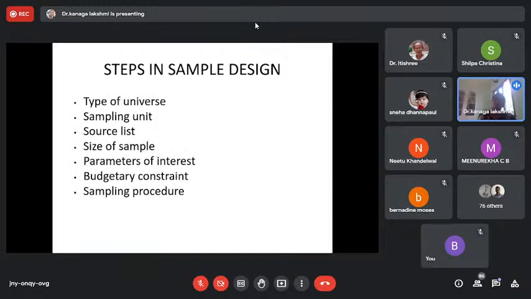Next, steps in sample design. What are the steps? First you will analyze what is the universe, the type of universe you have undertaken for the study. So that you will decide. The first step in developing any sample is to clearly define the set of objects: what set of objects you are studying, or who your respondents are. This is technically called the universe.